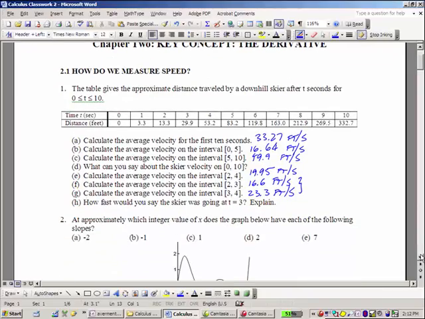If someone asked you, based on what we just found in E, F, and G, how fast is a skier going at 3 seconds? Not at an interval, but actually at a specific time. I'll tell you one thing. What's the problem? What's the change in time at an instant? There's no change in time. Right? So we're saying, oh yeah, you're supposed to do change in position over change in time.